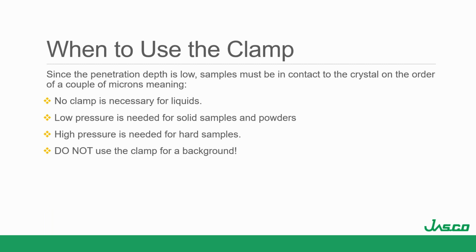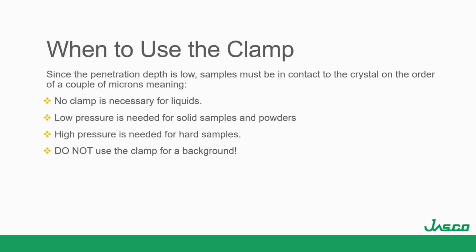So I mentioned a clamp earlier. The clamp actually presses down onto the sample to have it in contact, on the order of 1.5 microns. So the path length is 1.5 microns. That means the sample has to be smooth on the surface to 1.5 microns. So for liquid, you don't need a clamp at all because it's already flat against the surface.